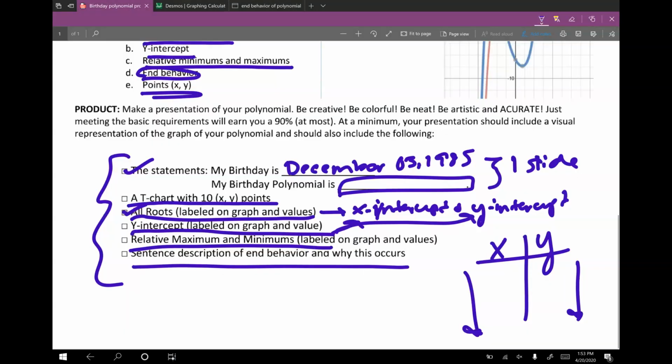So we did that. Y-intercept, that's where it crosses the y-axis. Relative max and min, those are your humps, your turning points. And then we talked about describing the end behavior. And it occurred because my function was positive odd.